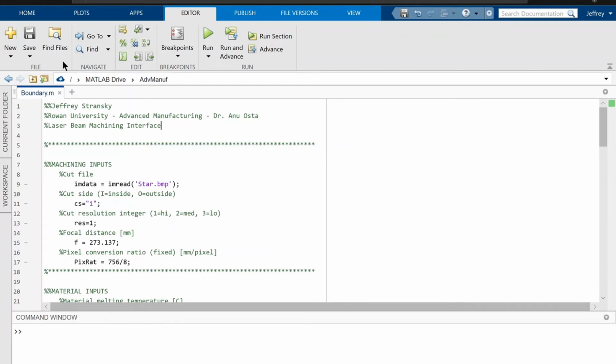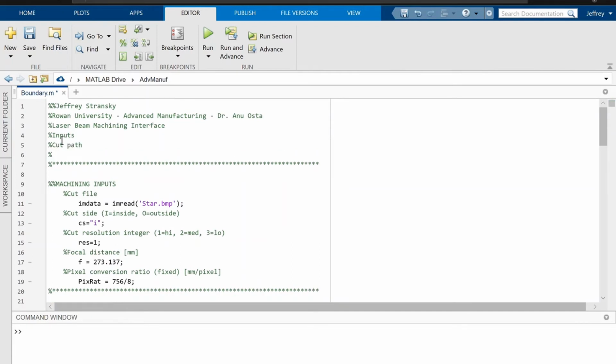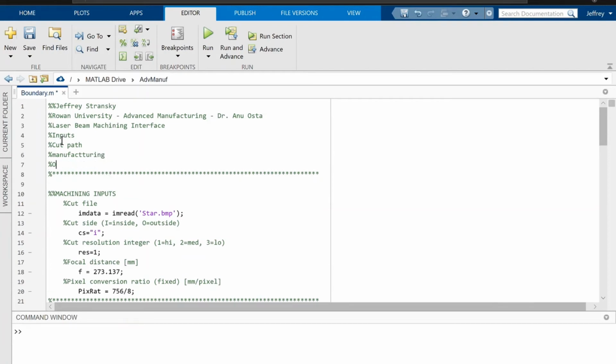So this is the manufacturing Matlab code for laser beam machining. This code has been divided up into 4 parts, where the first part is the inputs. The second part is interpreting the cut path. The third part is the actual manufacturing equations. And the fourth part is the outputs.